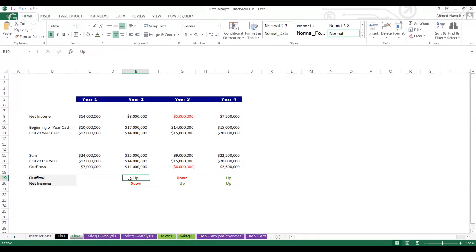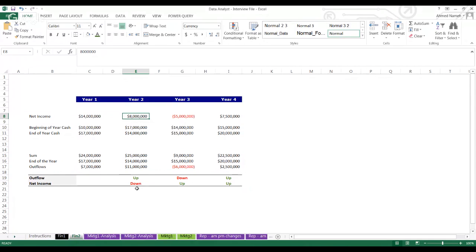Starting with year 2, cash outflows increased. Cash outflows in year 1 were about 7 million. Year 2, they were 11 million. So what you have here is a $4 million difference in cash outflows between years 2 and 1. Net income, on the other hand, decreased. Net income for year one was 14 million. Net income for year two was 8 million.